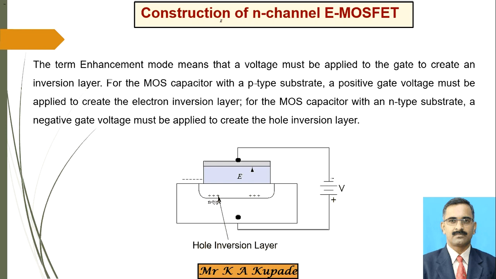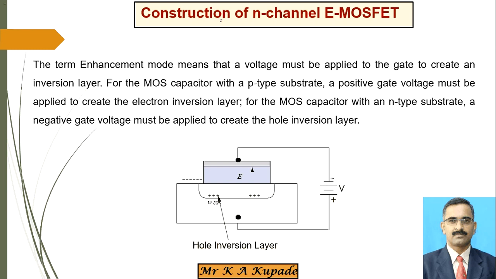but it is acting as a MOS capacitor. Now, for a MOS capacitor with a P-type substrate, a positive gate voltage must be applied to create an electron inversion layer, and for a MOS capacitor with an N-type substrate, a negative gate voltage must be applied to create the hole inversion layer. Here I have shown you the hole inversion layer.